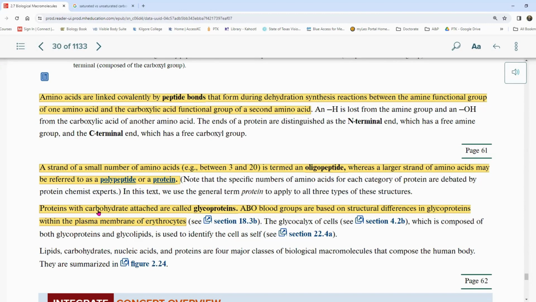Glycoproteins are proteins with carbohydrates attached. It talks about how this is found in our blood group. So if you think about your blood type, like A positive, A negative, B positive, B negative, AB positive, AB negative, and O positive, O negative, those are glycoproteins that are on the outside of those cells. And so those essentially are what tell us what type of cells those are. So glycoproteins are very, very important. Your entire body is made out of proteins. So it's very, very crucial that those amino acids are formed properly.